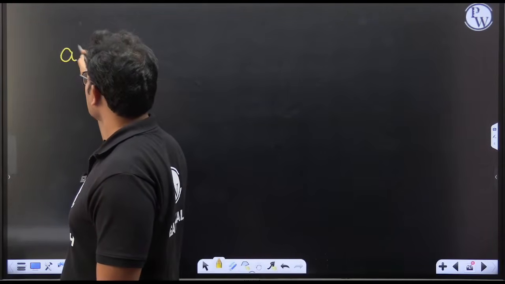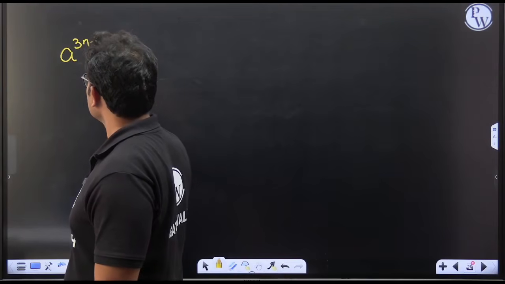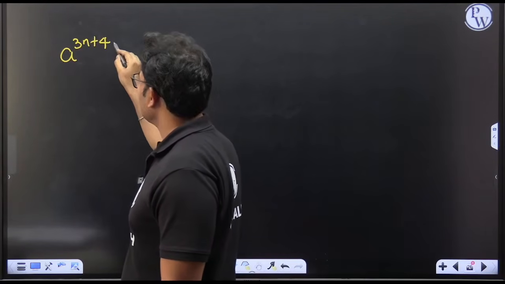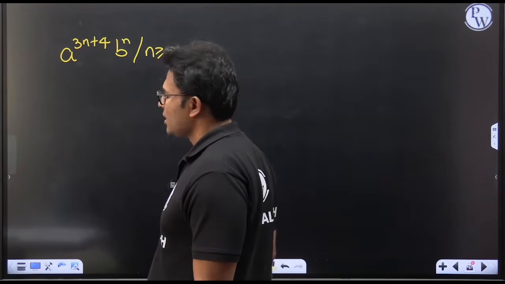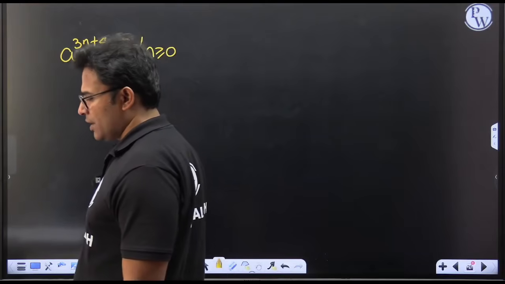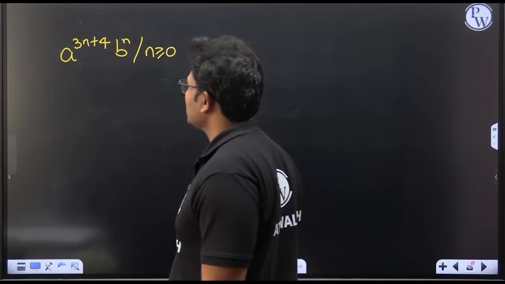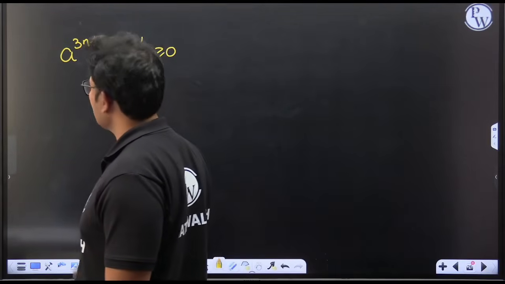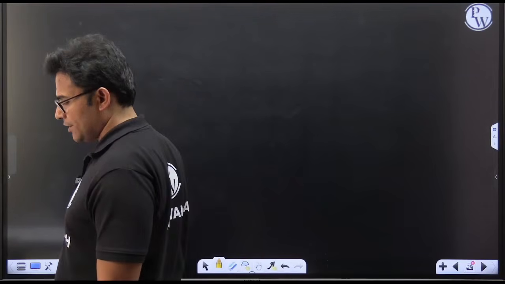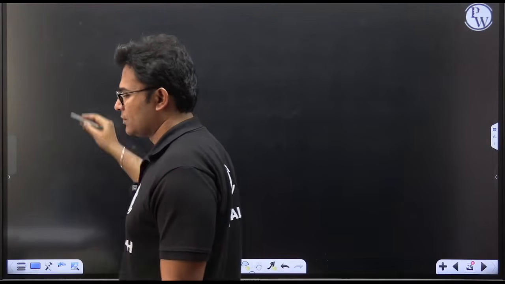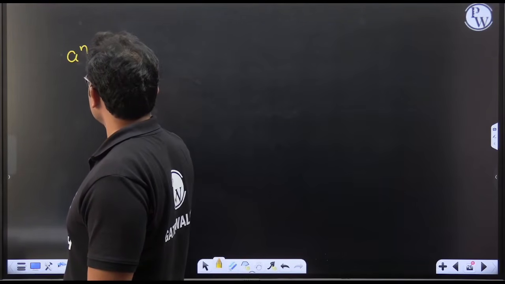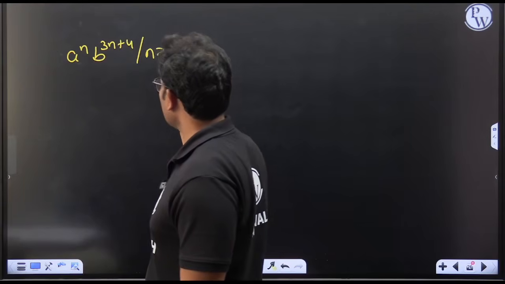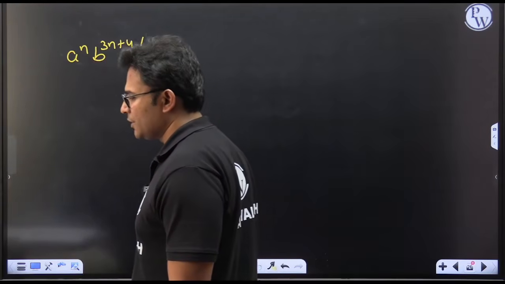And then A power 3n plus 4 and B power n such that n is greater than or equal to 0. A power 3n plus 4 and B power... sorry, A power 3n plus 2. Let me rewrite it again. I have done something wrong. A power n, B power 3n plus 4 such that n is greater than or equal to 0.